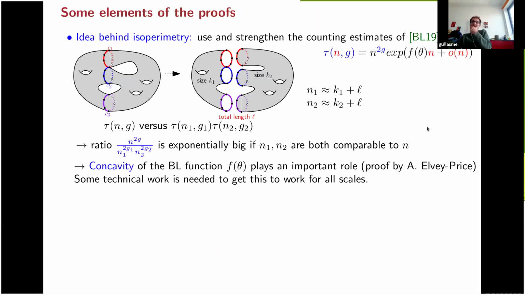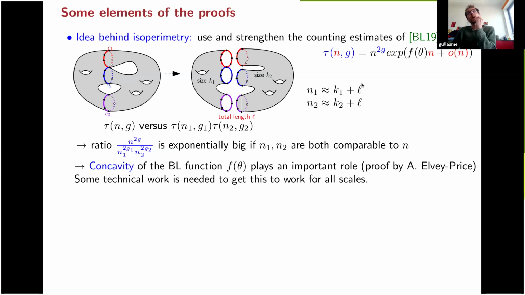Some idea of things that happen. So for isoperimetry, we do something conceptually very simple. We just do the obvious thing, which is kind of the first moment method. So if you have a picture like this, you cut your triangulation into two pieces. So you start with something counted by tau, triangulations of size n and genus g, and you obtain two pieces which have size n1 and genus g1, and size n2 and genus g2.